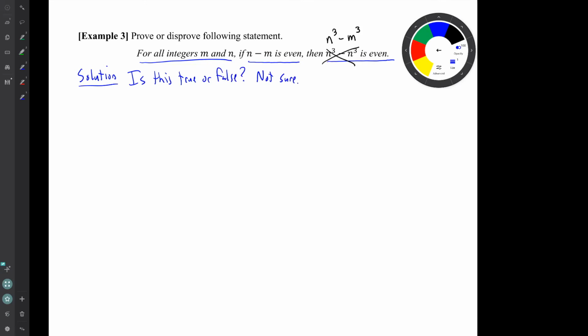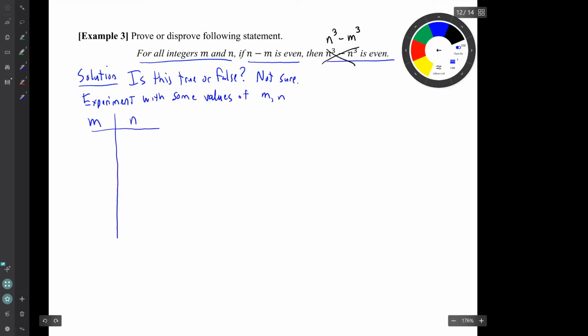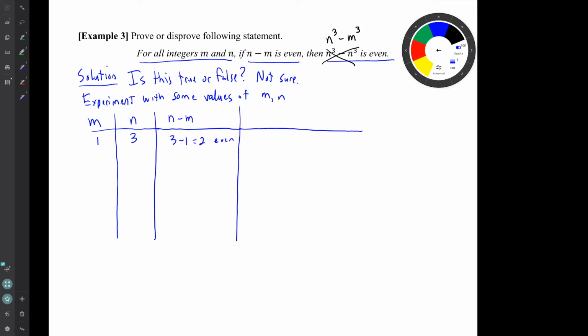So we're not sure if this is true or false. What can we do? Well, let's just experiment with some values of m and n. So my first pair that I'm trying is just m equals 1 and n equals 3. Then the difference is the number 2, which is even. Let's see what the difference of the cubes is. Well, the difference of their cubes is even as well.